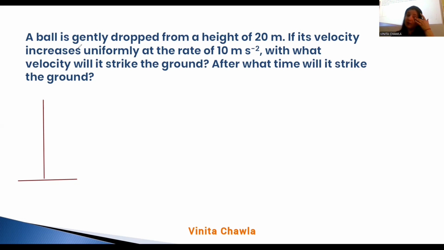A ball is gently dropped from a height of 20 meter. So height is 20 meter. So let this as H. This is 20 meter. And ball is dropped from this height. Okay. A ball is gently dropped from a height of 20 meter. If its velocity increases uniformly at the rate of 10 meter per second square.